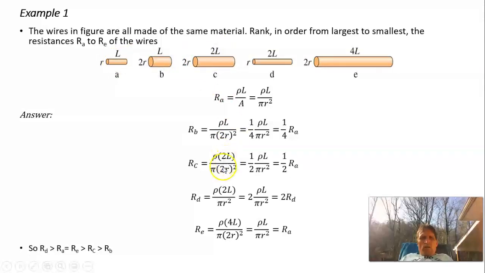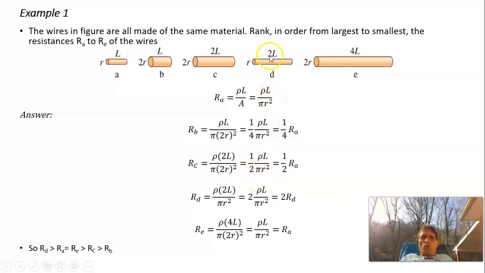You plug in 2L for the length, you plug in 2r for the radius, and we see that since the radius is squared, that has a larger effect than the longer length. Wire C only has half of the resistance of wire A.